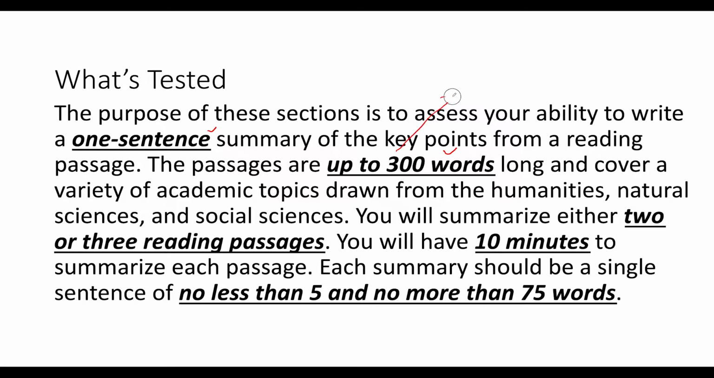Remember, this 300 words is just an indication. It can be more or less. Long and cover a variety of academic topics drawn from the humanities, natural sciences, and social sciences. You will summarize either 2 or 3 reading passages. So your number of questions will be either 2 or 3. You will have 10 minutes. This is your time limit to summarize each passage. Each summary should be a single sentence of no less than 5 and no more than 75 words. So your word limit is between 5 and 75.